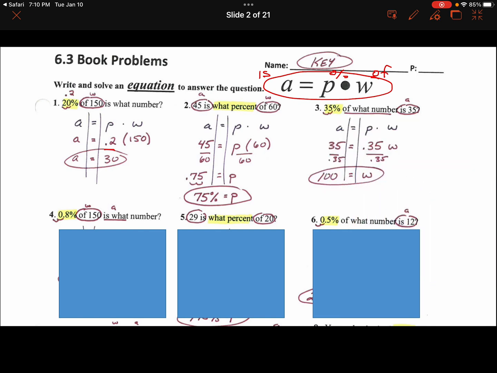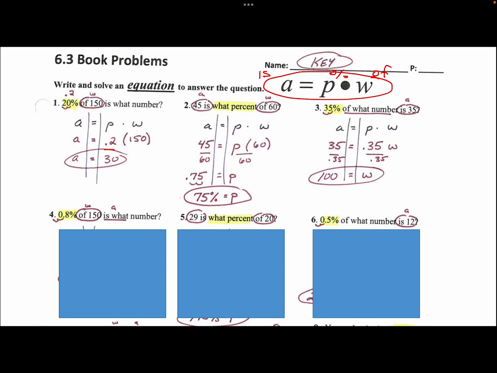Number 3, 35% as a decimal is 0.35. The part that is 35 is your A. You're going to divide, and you need to make sure you divide by 0.35, and by doing so, you get 100 for your W, and not 1. Like many of you, if you forgot to move the decimal point, you end up with 1.